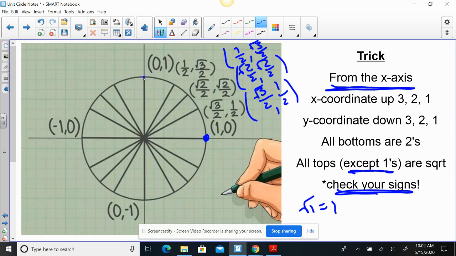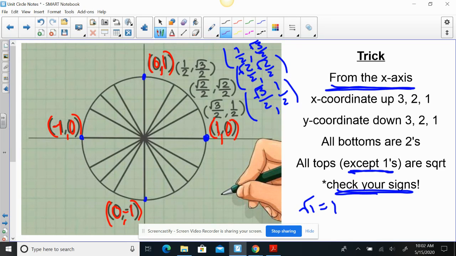Notice I'm not doing the ones that actually land on the axes. You guys should understand that if this is a unit circle, this is 1, 0. This is over 0, up 1, left 1, up 0, over 0, down 1. Those should be really easy. Let's look at another set.